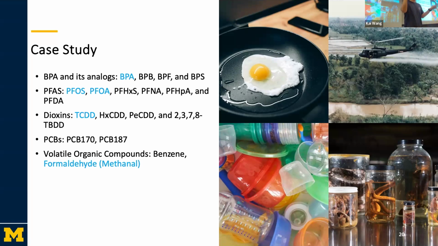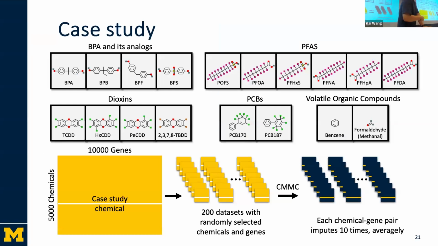For the case study, the ultimate goal of this research is to find potential target genes of a chemical without any biological activity data. So for all of those chemicals, we removed all existing interaction values for each of them from this huge matrix. Then we broke this matrix down into 200 data sets with randomly selected chemicals and genes. Each small matrix contains the case study chemical with all its existing values removed.